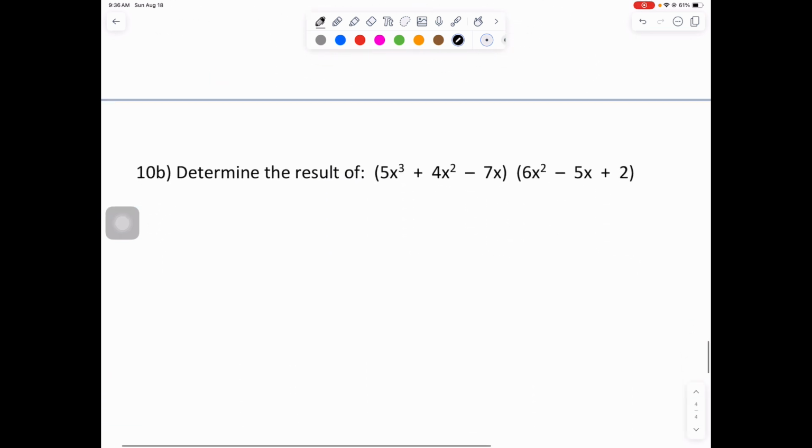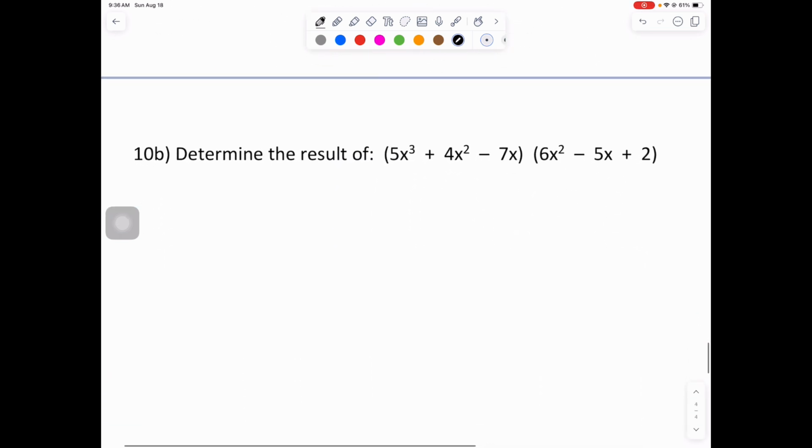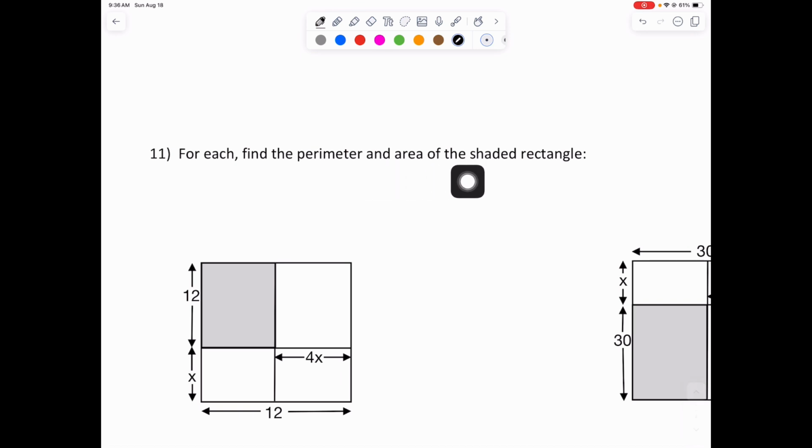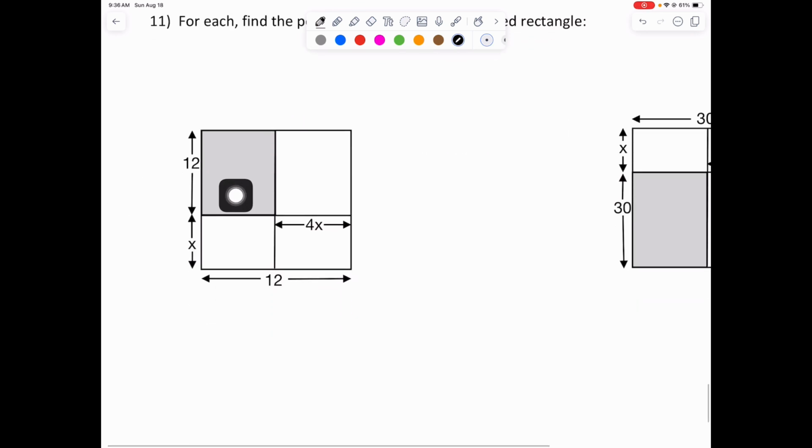10B, if you'd like to go ahead and try that independently, feel free. All right, and let's see what 11 looks like. Okay, for each, find the perimeter and area of the shaded rectangle. All right, so we're looking for the shaded rectangle here. Well, let's just start and identify what the length is. All right, so this shaded line right here, the length is 12. So we know what one of the sides is.